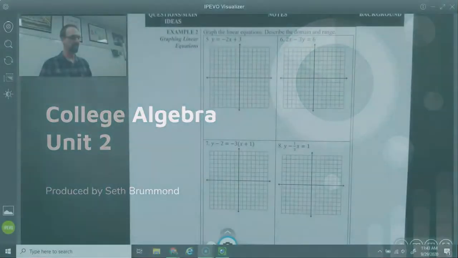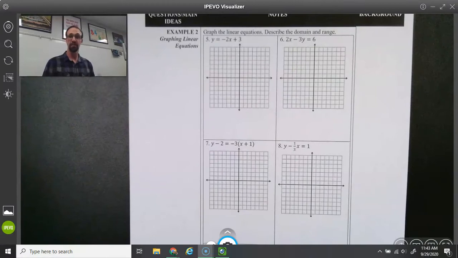Today we're going to be graphing linear equations. These equations are sometimes written in the form that's better for standard form, sometimes it's written better for slope-intercept, sometimes it's point-slope. So depending on how it's written is really how we're going to approach it.